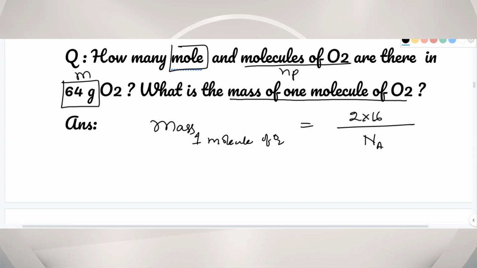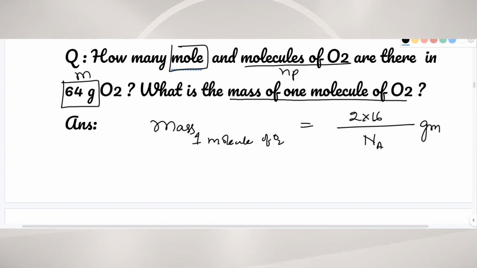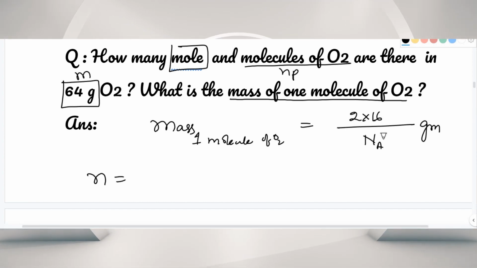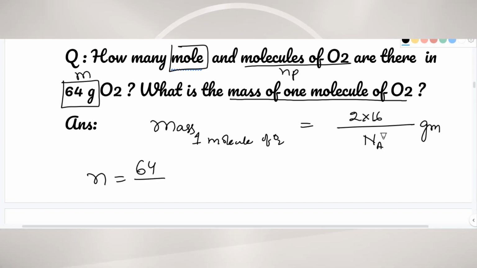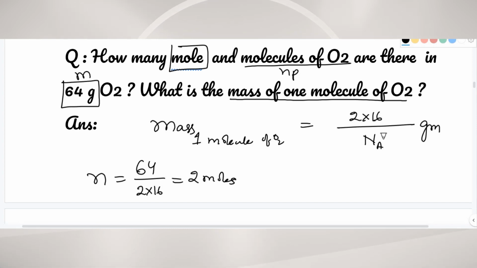So when you solve it, your answer comes in terms of grams. No confusion here. It comes in terms of grams. Then we have to calculate the number of moles. Number of moles is given mass, 64, by molar mass. Oxygen's molar mass is 2 times 16, that is 32. 64 by 32 means 2 moles. That's the first part of the question.